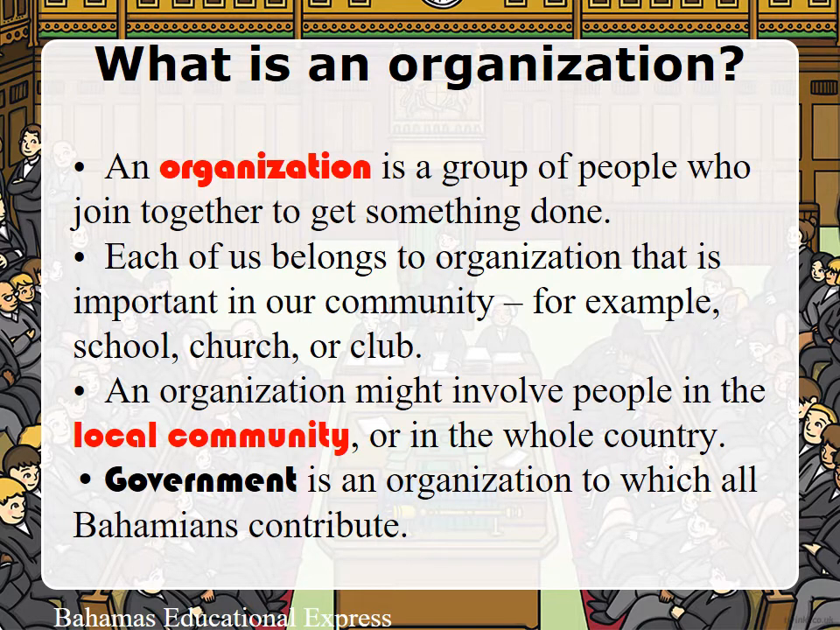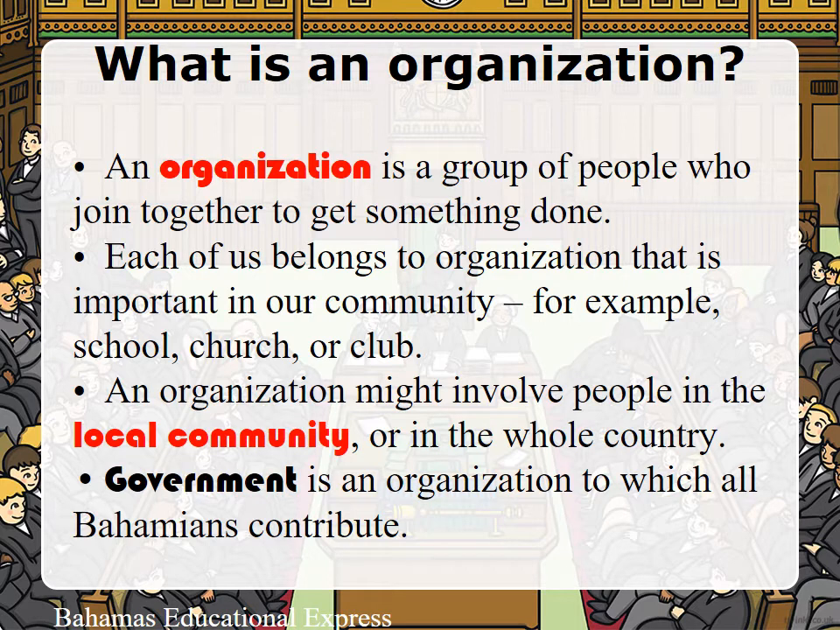Now, let's talk about what is an organization. And we also will say, what is government? An organization is a group of people who join together to get something done. That's the definition. Each of us belong to an organization that is important in our community. For example, school, church, or club. An organization might involve people in the local community or in the whole country.